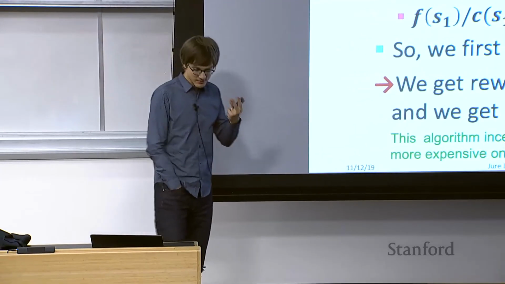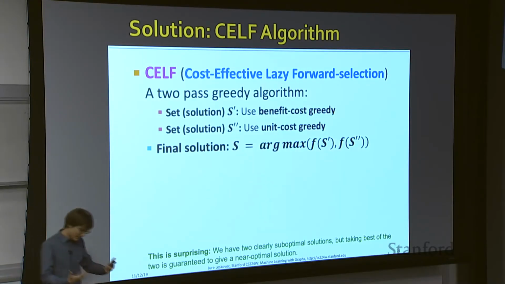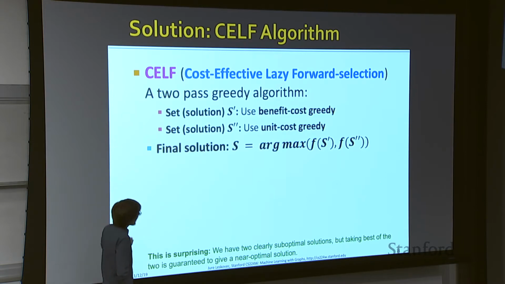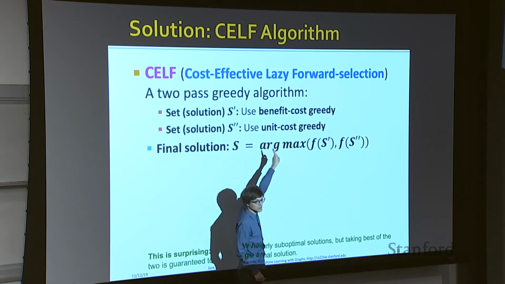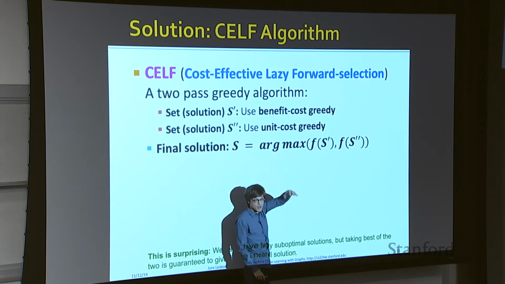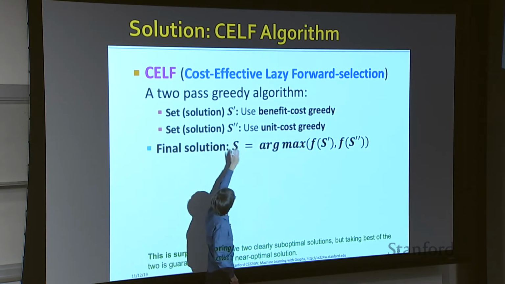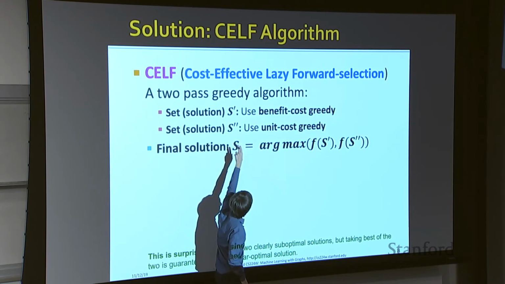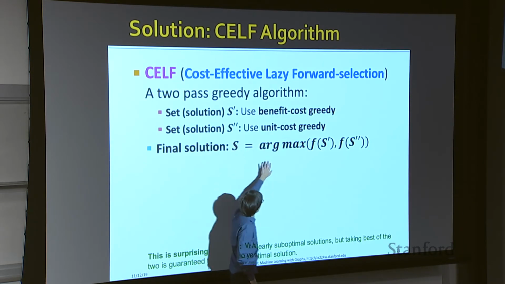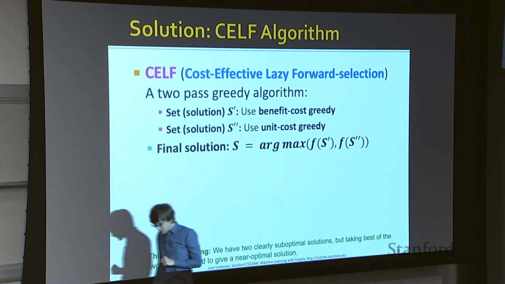So it seems we failed twice. Here's a surprising fact. The CELF algorithm says the following: let me run the two algorithms we just saw fail terribly, independently. I will run the benefit-cost greedy that we just saw, and I will get a solution. I will use the unit cost greedy, where I ignore the cost, to get another solution. My algorithm will produce the two sets, S prime and S double prime, and return the one that gives me greater benefit. Okay? Is it clear what I'm doing?